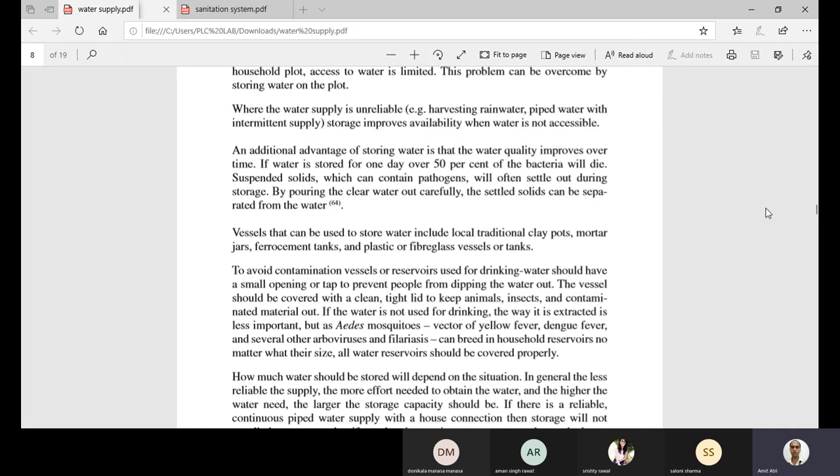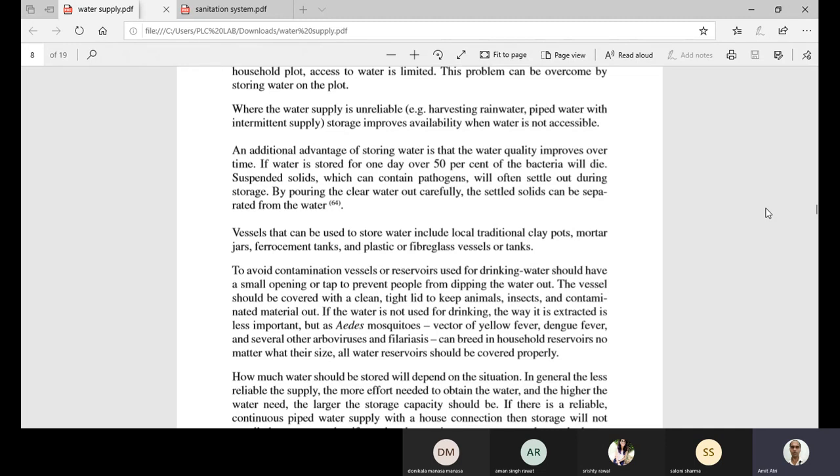Now, another advantage of storing water. If the water is stored for 1 day, then over 50% of the bacteria will die. Another thing is that the suspended solids can contain pathogens. When the water is stored and left idle, all the solid particles will settle down, so pathogens will also settle down. Then we separate the above surface water, which won't be containing these solid particles.